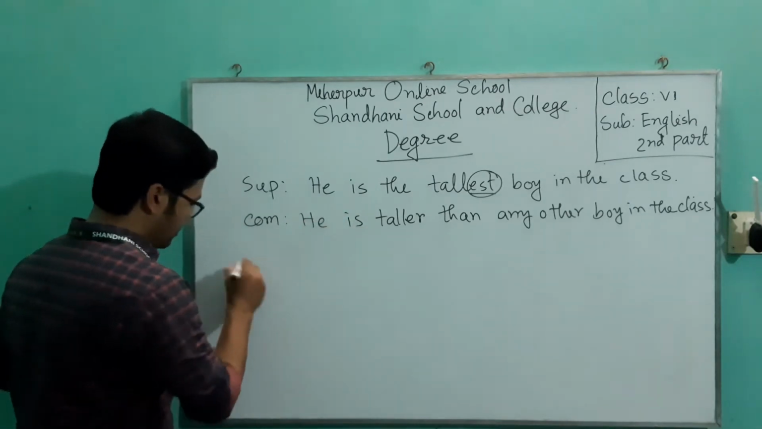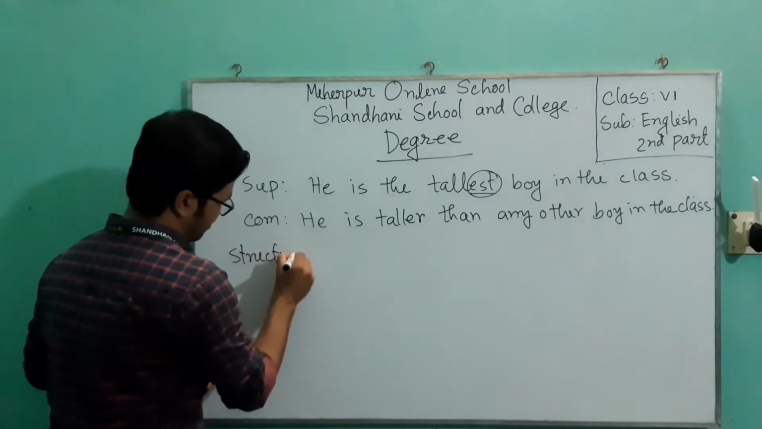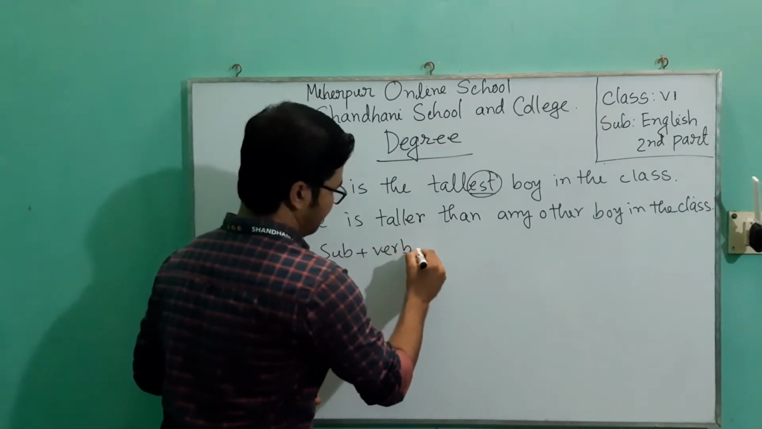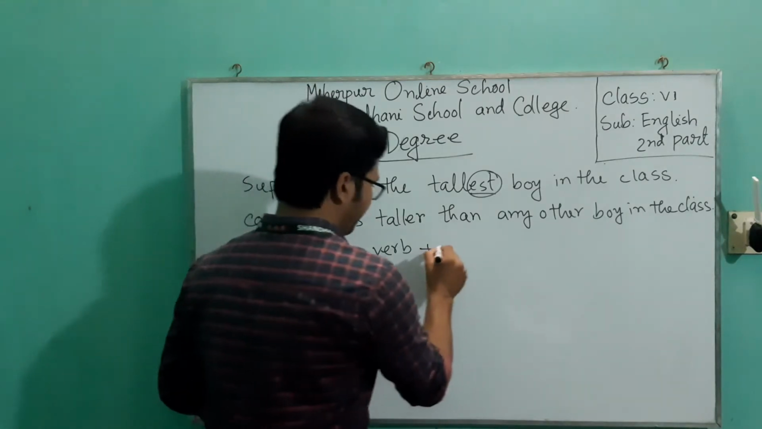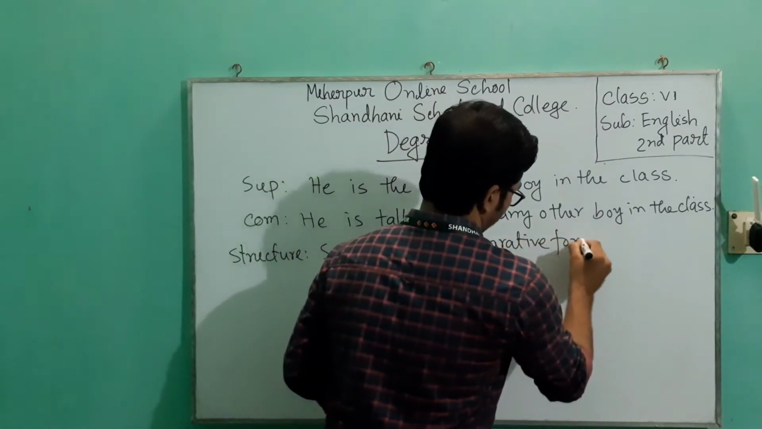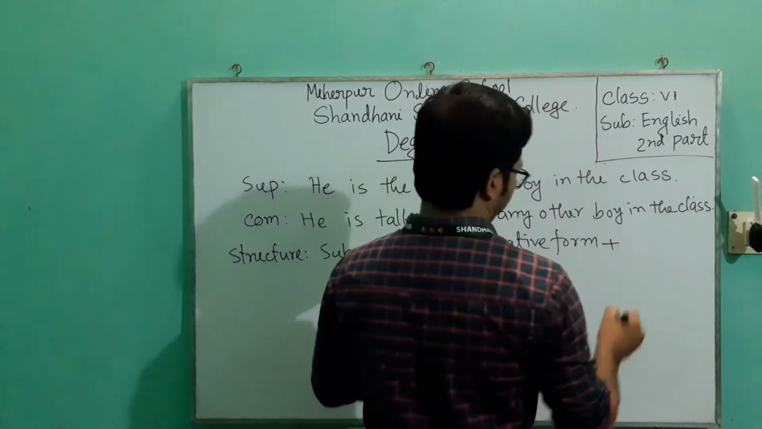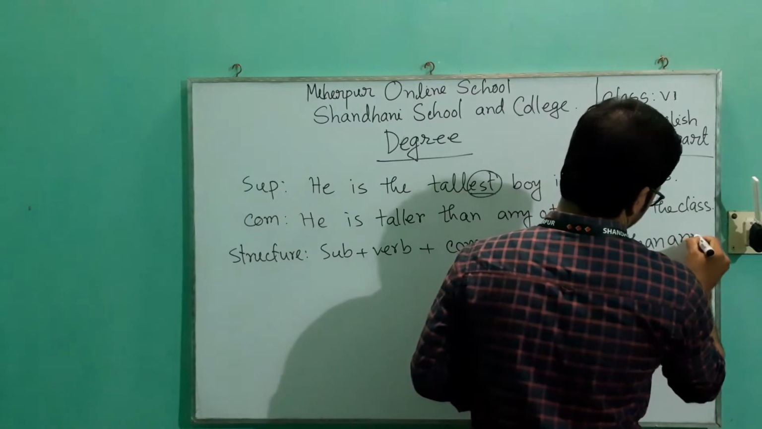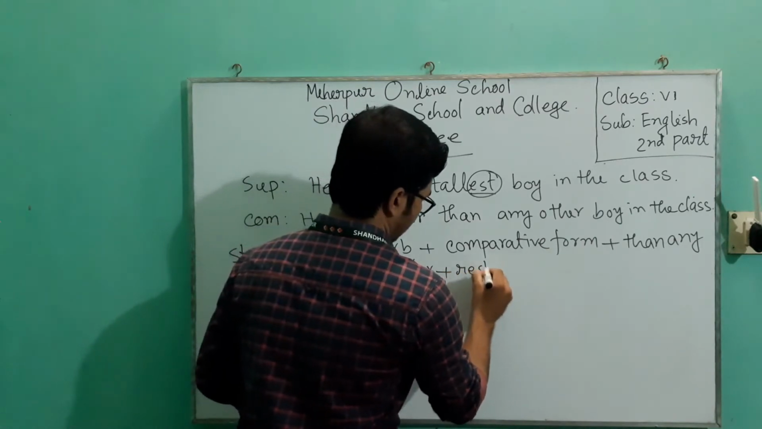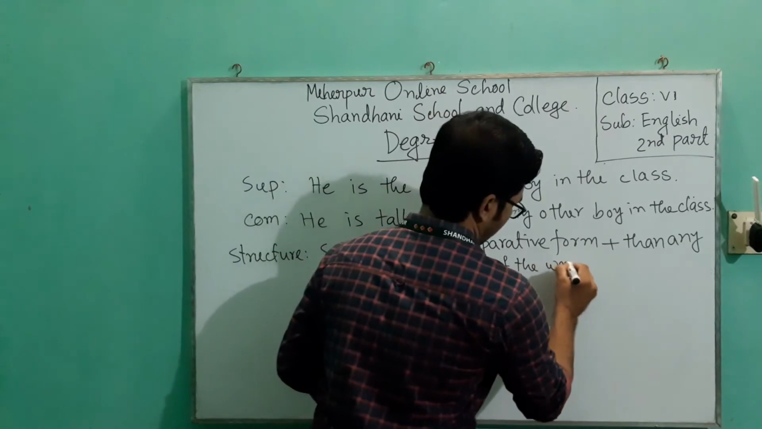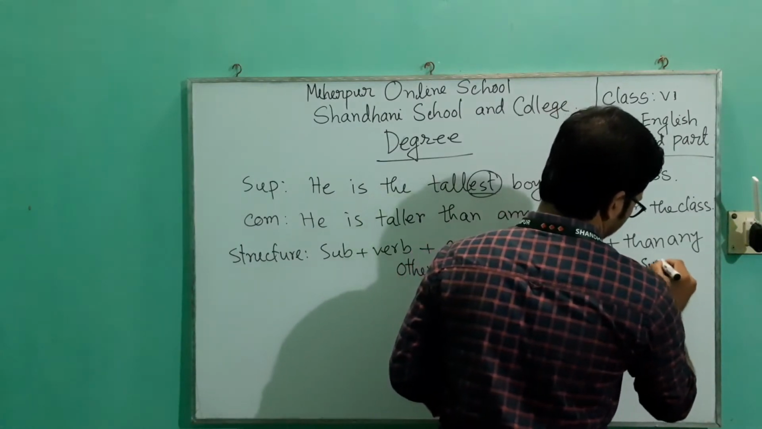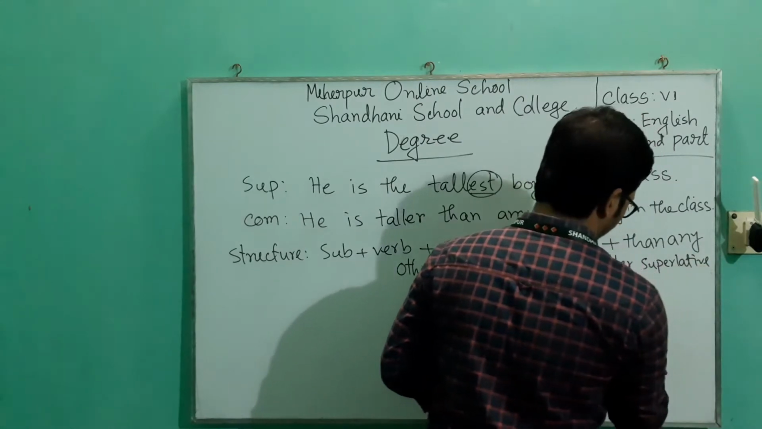Okay, dear students, how can I solve the problem? Okay, let's see the rule. That means structure. Subject plus verb plus comparative form then any other plus rest of the words after superlative form.